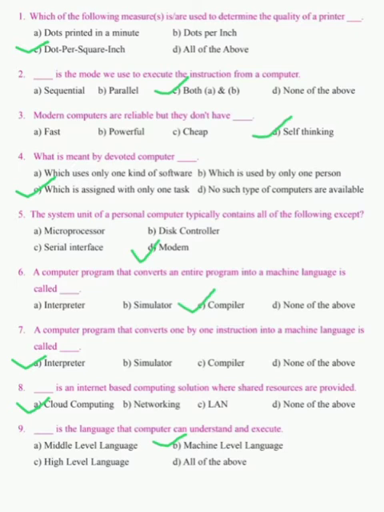Dash is the mode we use to execute the instruction from a computer. A. Sequential. B. Parallel. C. Both A and B. D. None of the above.